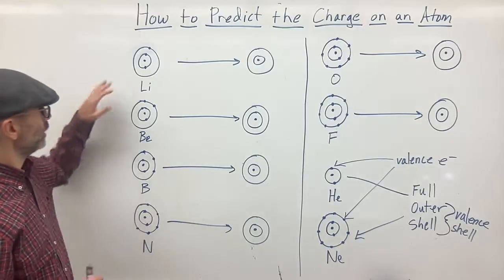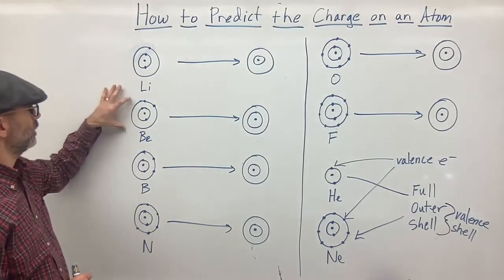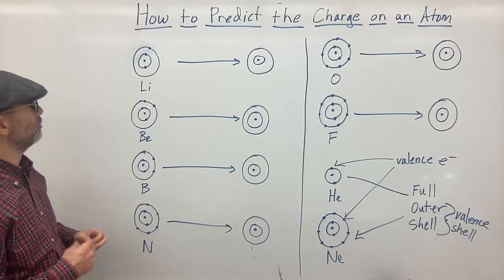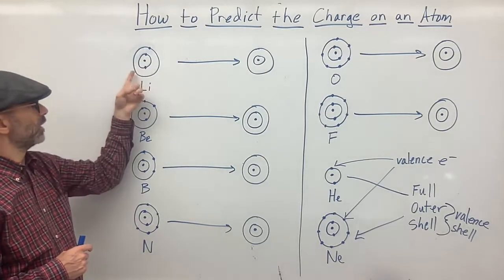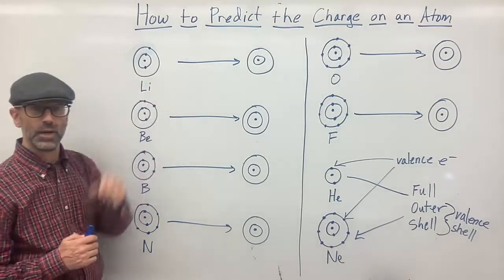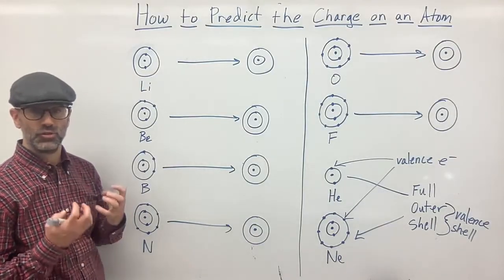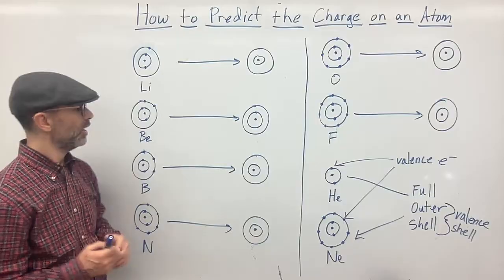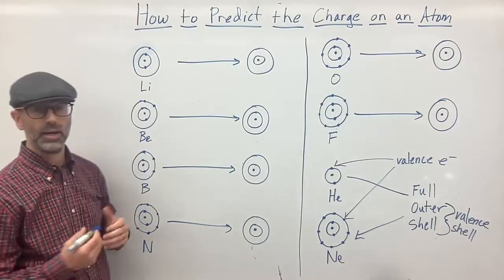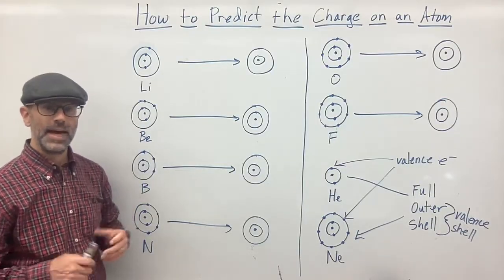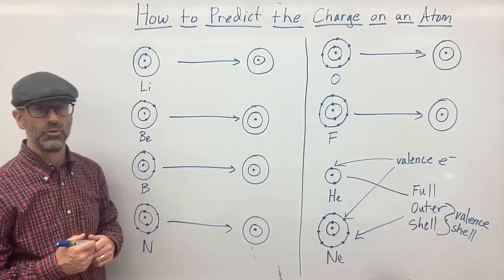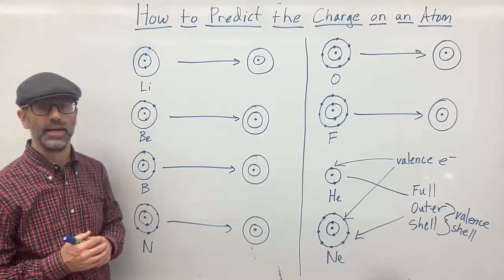When we're looking at the Bohr model of each of these atoms, you can see that there are rings and each of the rings has a certain amount of electrons in them. So there is structure to this atom. One of the things you want to keep in mind is that all atoms react in order to be like noble gases.